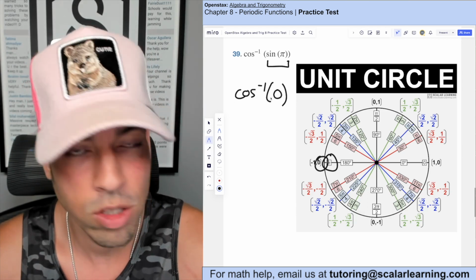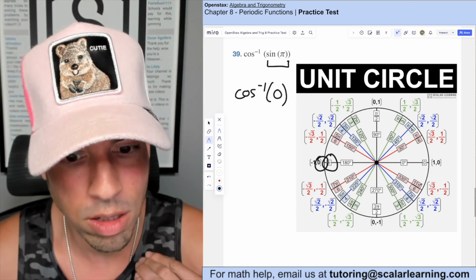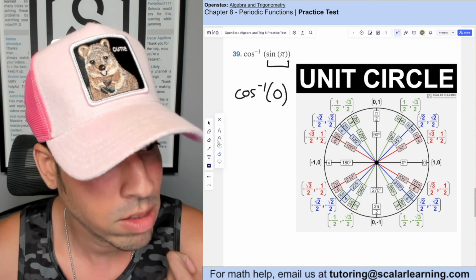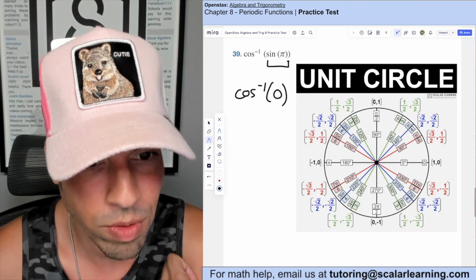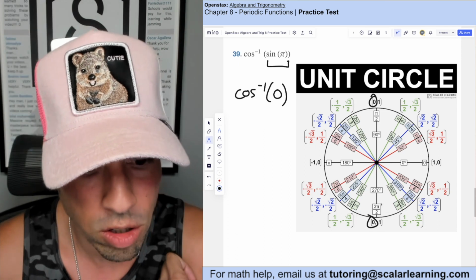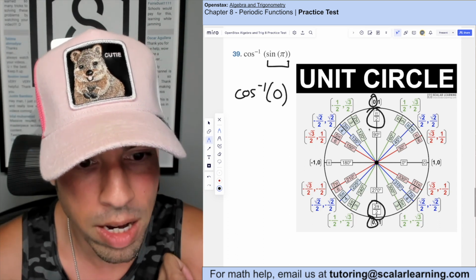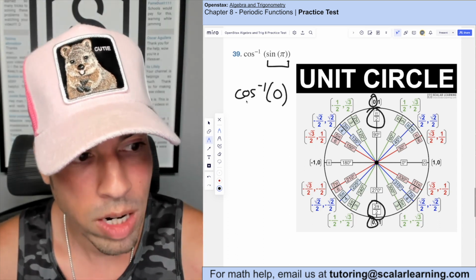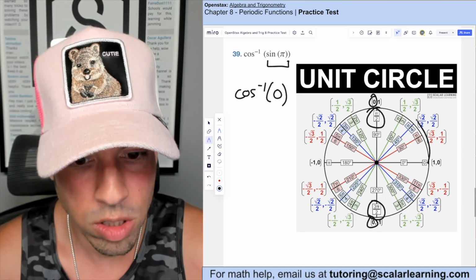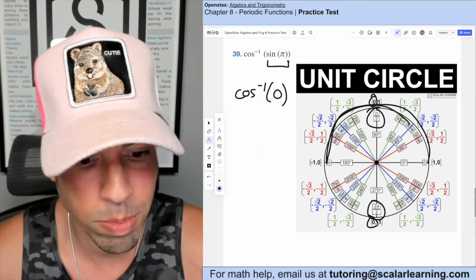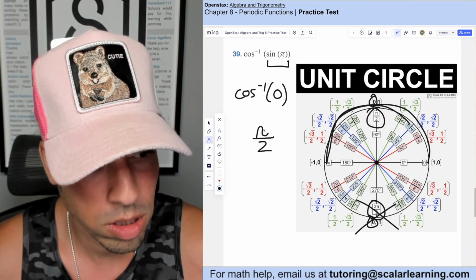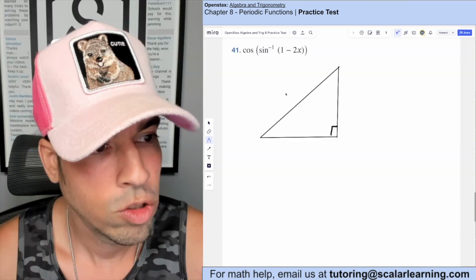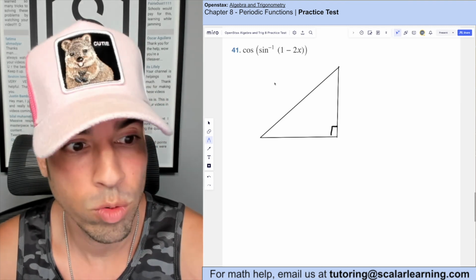So what is arc cosine of 0? We're trying to look to see any place on the unit circle where we have an x value of 0, okay? And what is that angle? That's what we're trying to find. So x value of 0 occurs here and here. So it's occurring at 3 pi halves and pi halves. But the thing is, the range for arc cosine is from 0 to pi, which means this is out of that range, and pi halves, therefore, is the only answer. Boom, done.